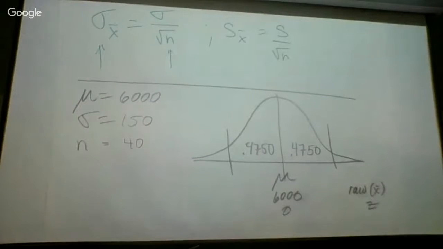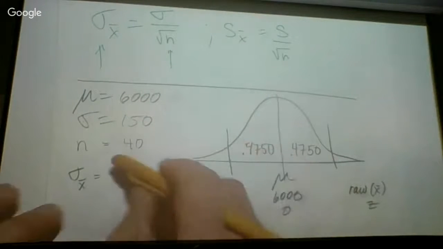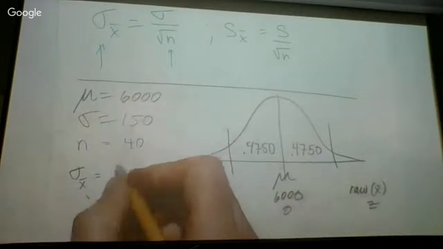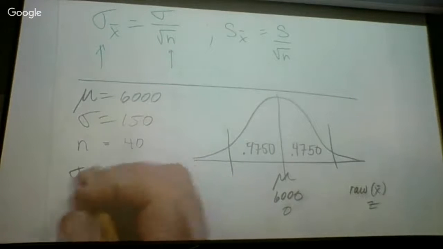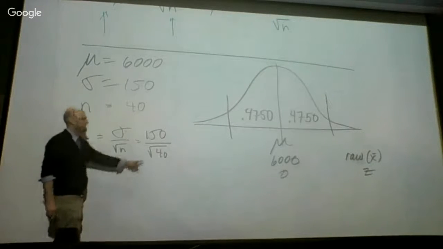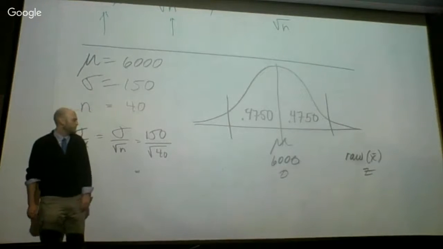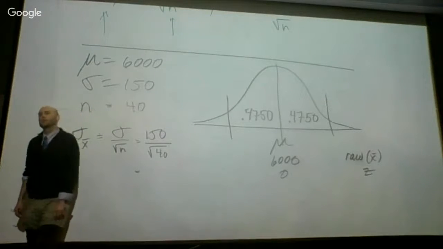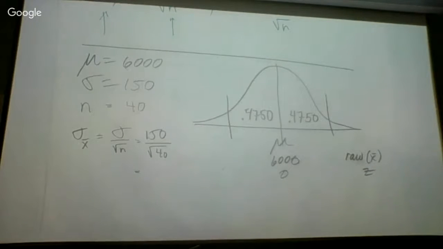So I need to compute my standard error, which is sigma over square root of n. 150 over square root of 40. Anyone happen to know this one off the top of their head? Square root of 40 is going to be about 6, so 150 over 6 should give me something on the order of 20-ish. What do you got?